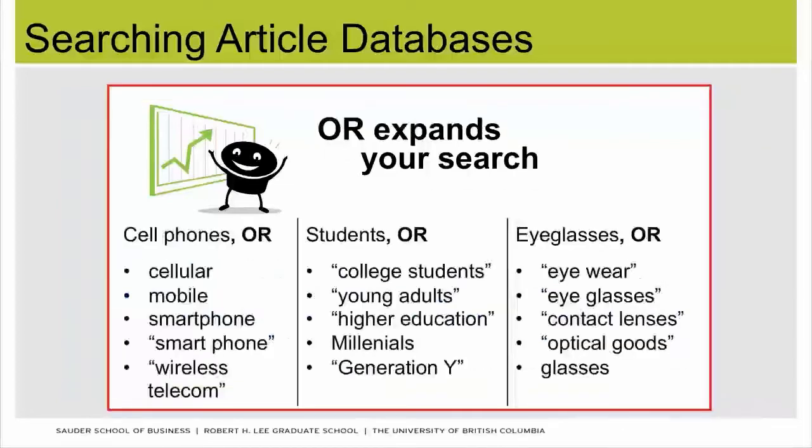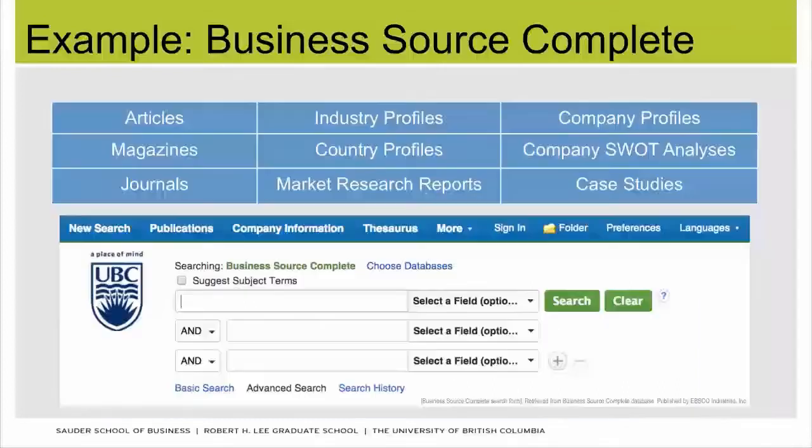Here are a few more examples of words that can be combined using or. Including synonyms in your search can be important because different authors may use different terms or spellings. Business Source Complete database is a top source for business research. It contains articles, market research reports, and company, industry, and country profiles.